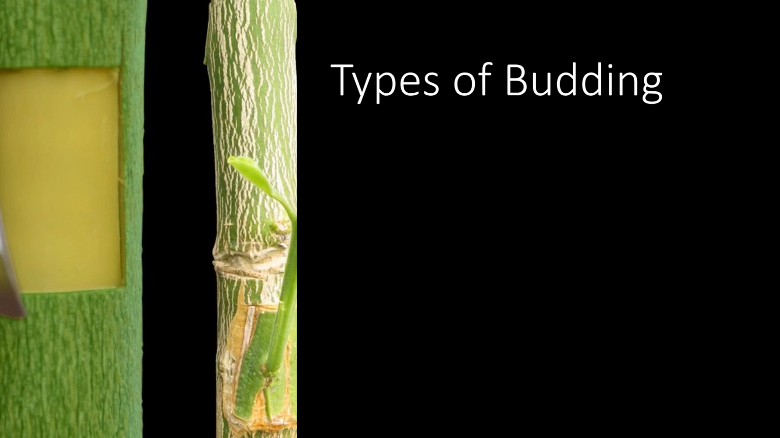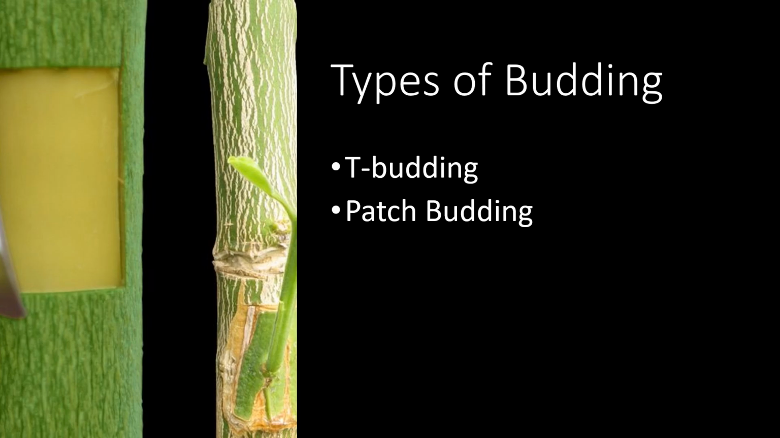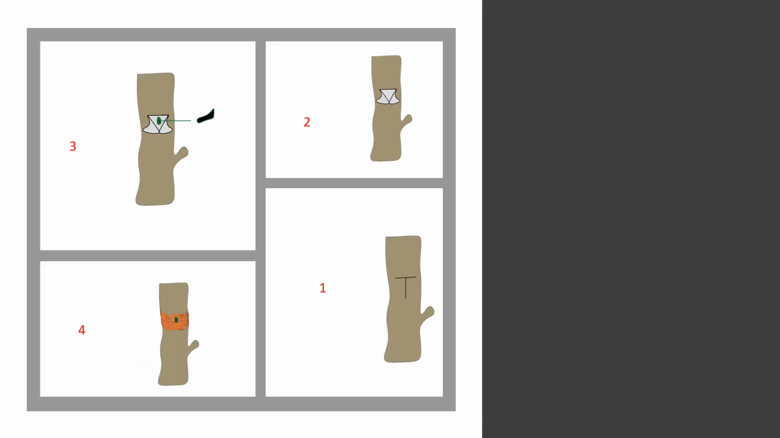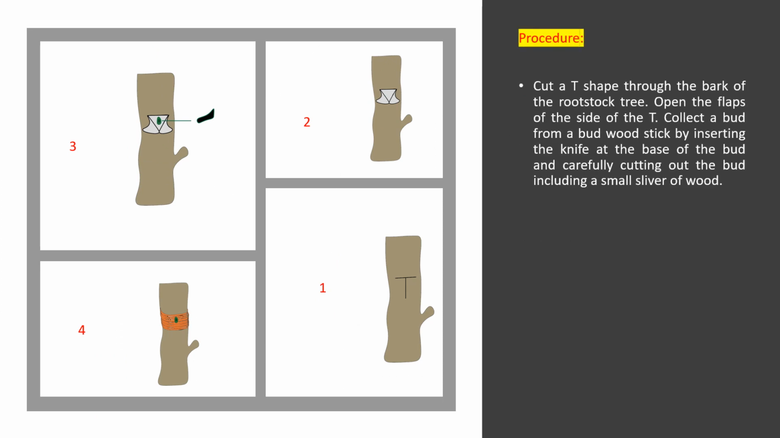What are the types of budding? We have T budding and patch budding. T budding involves taking buds from one plant and inserting them under the bark of the rootstock. So the procedure: cut a T shape through the bark of the rootstock tree. Open the flaps of the side of the T. Collect a bud from a budwood stick by inserting the knife at the base of the bud and carefully cutting out the bud, including a small sliver of wood.